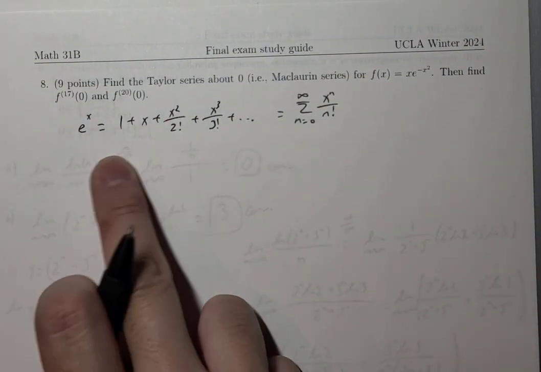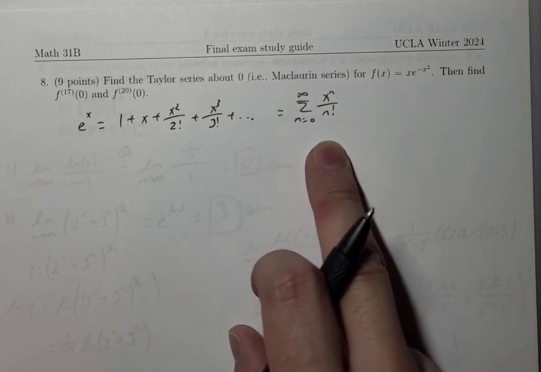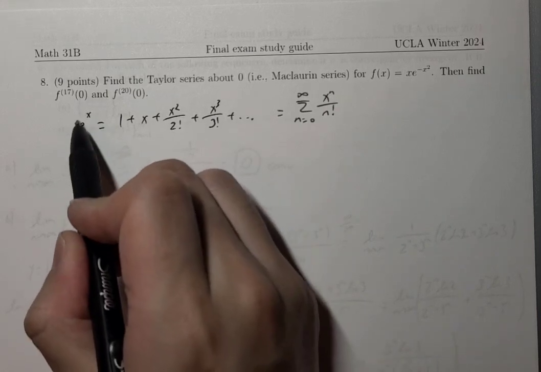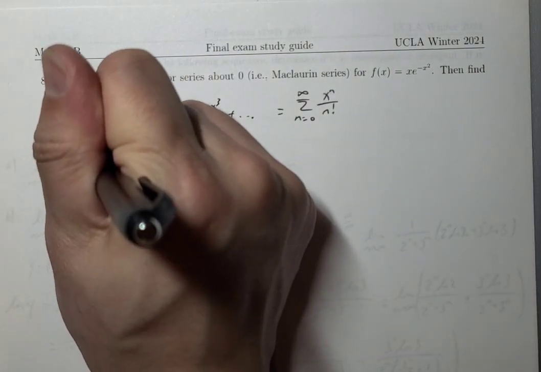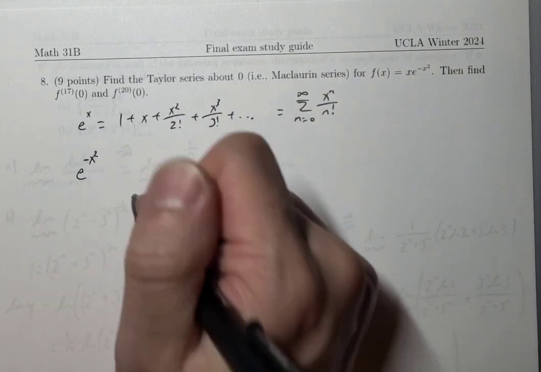This is e to the x, so I'm going to work on this side, but you can directly work from here too. Totally fine. Okay, so we basically want to make this look like this. So we first can find e to the negative x squared. So wherever there's an x, we plug in negative x squared.